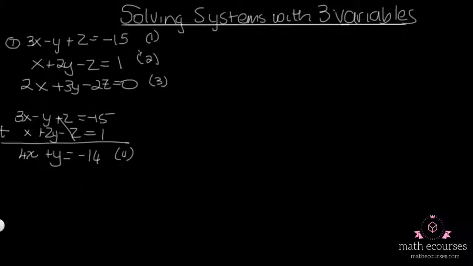Now I need to pick 2 more equations to eliminate a variable. You can use any other 2, just can't use the same ones. So I'm going to go ahead and choose equation number 1 and 3. Okay, so I'm going to go back and write equation number 1. And number 3.